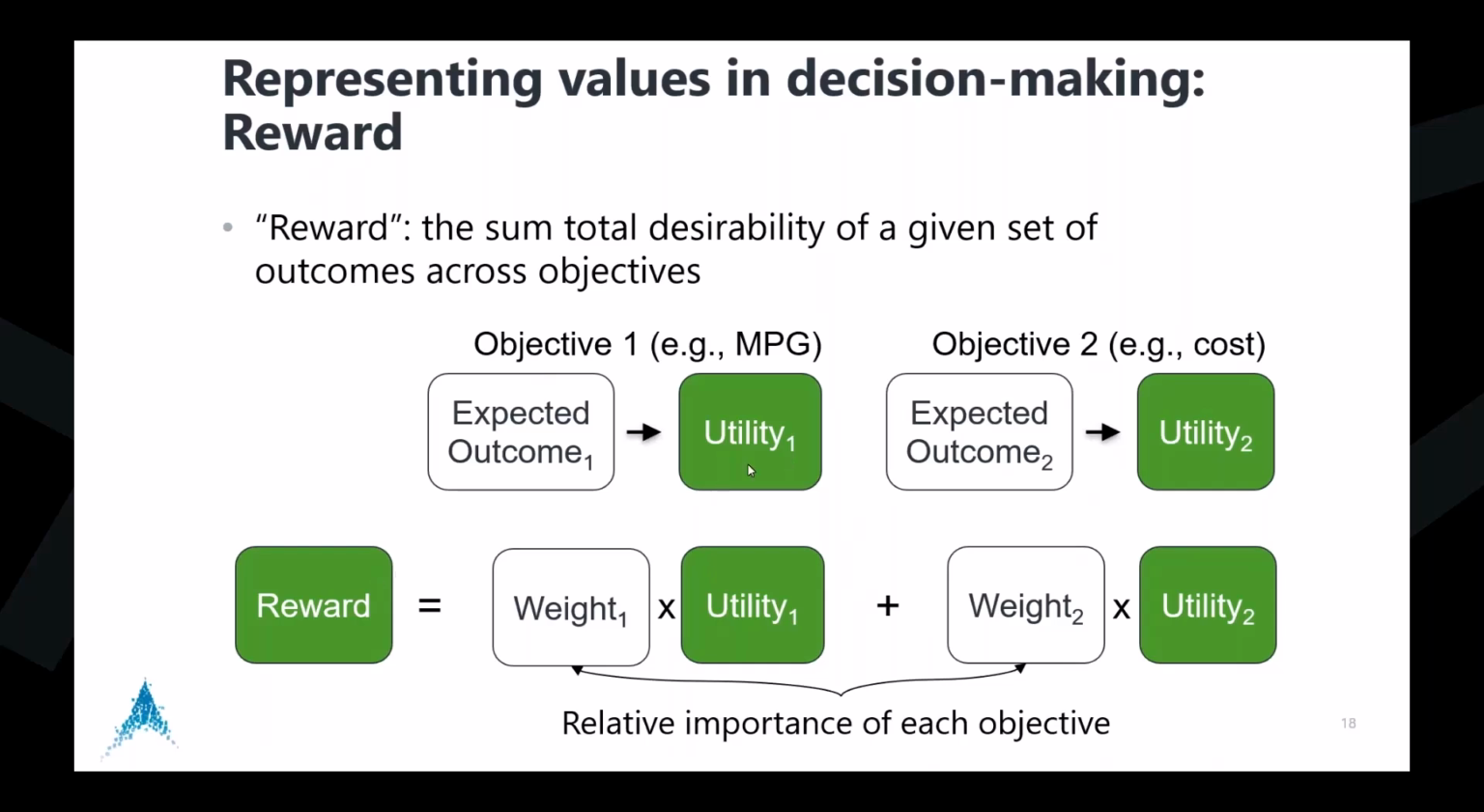Okay, so utility refers to how happy we are for a single objective, and a reward value is the overall happiness for that option given its performance across multiple objectives.